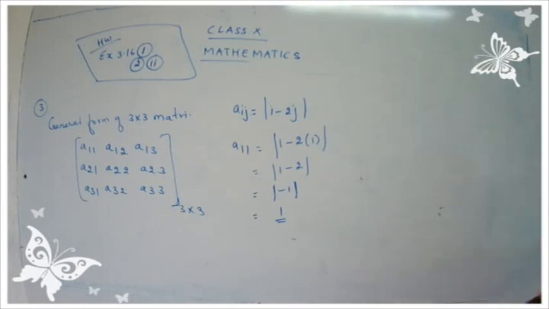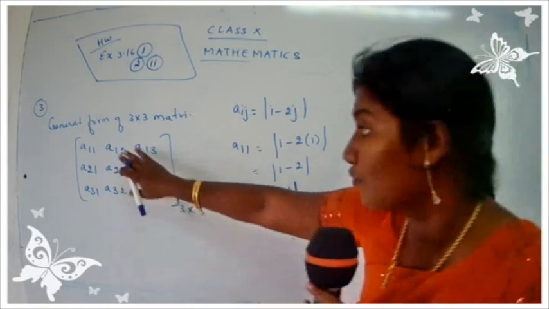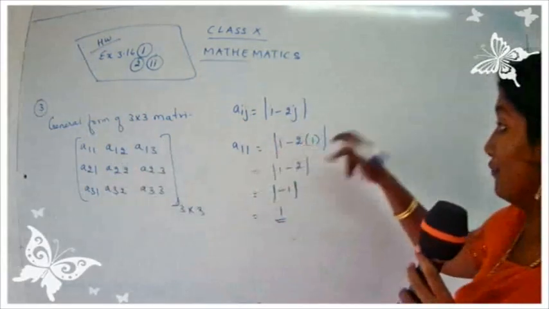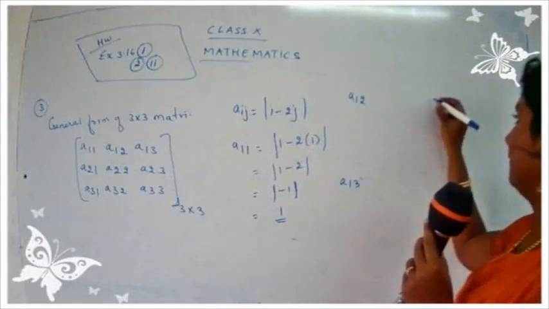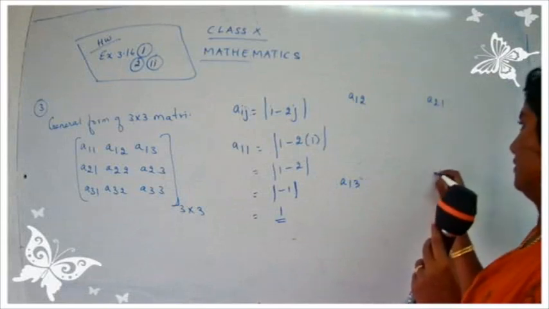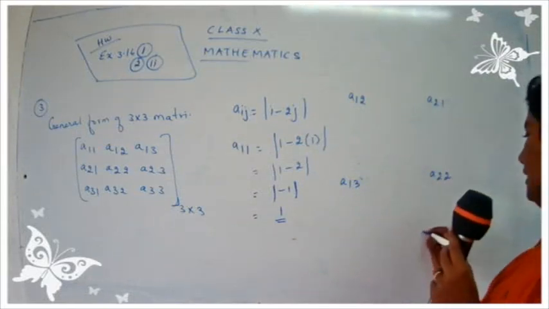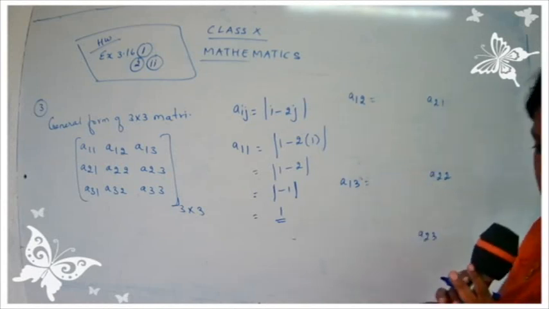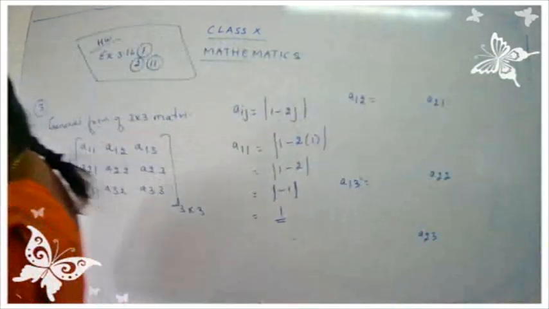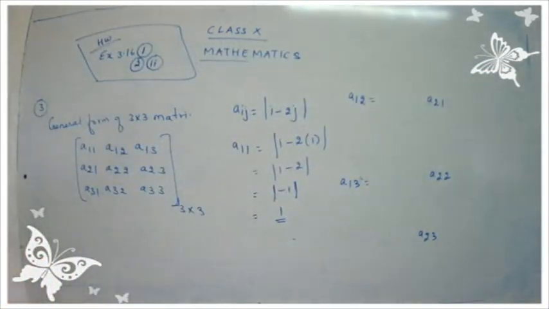Okay. Shall we continue, children? So we have found A11. Now you are going to find out so many values, total 9 values we have to find. Fine. So go on finding A12, A13, A21, A22, A23. Find out the value, children. I hope you have started with the work. Very good. Let's go with the work.